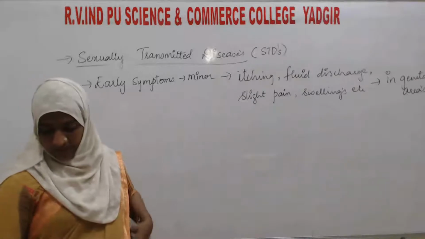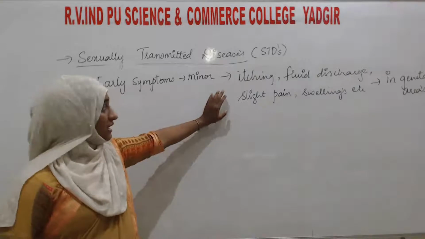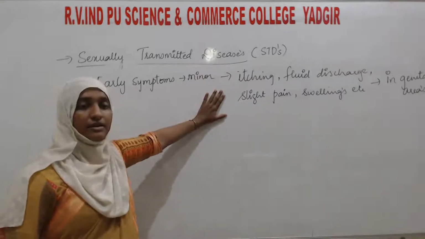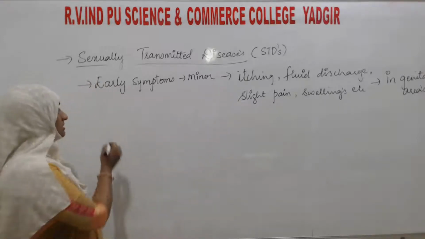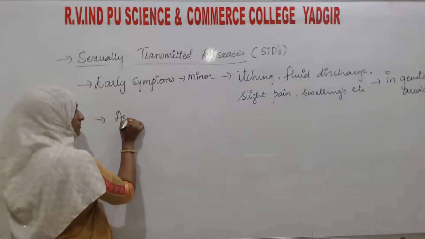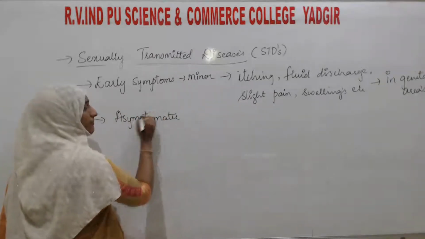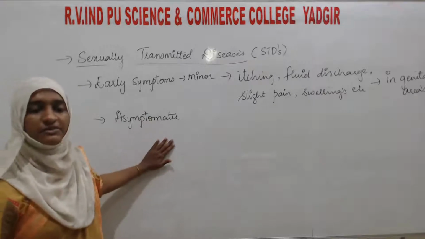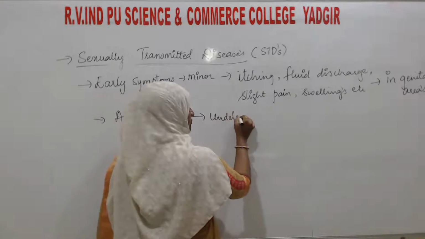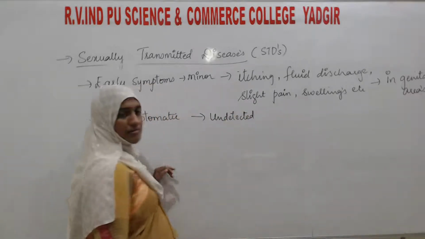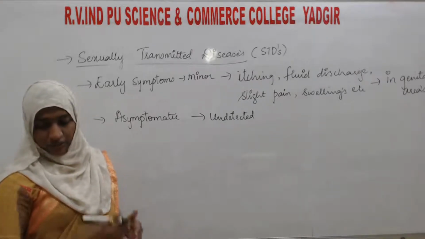So, and hence may remain undetected for long. If symptoms like these are there, then you can confirm that it is one of the sexually transmitted diseases. If the disease or infection is asymptomatic, asymptomatic means there are no symptoms. If there are no symptoms, it can remain undetected for a longer period of time. You cannot recognize them. It will remain undetected for a long time.